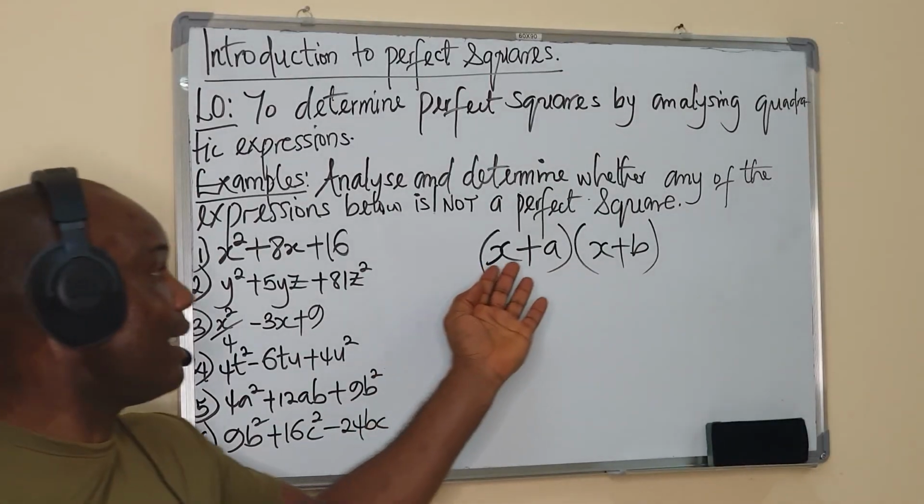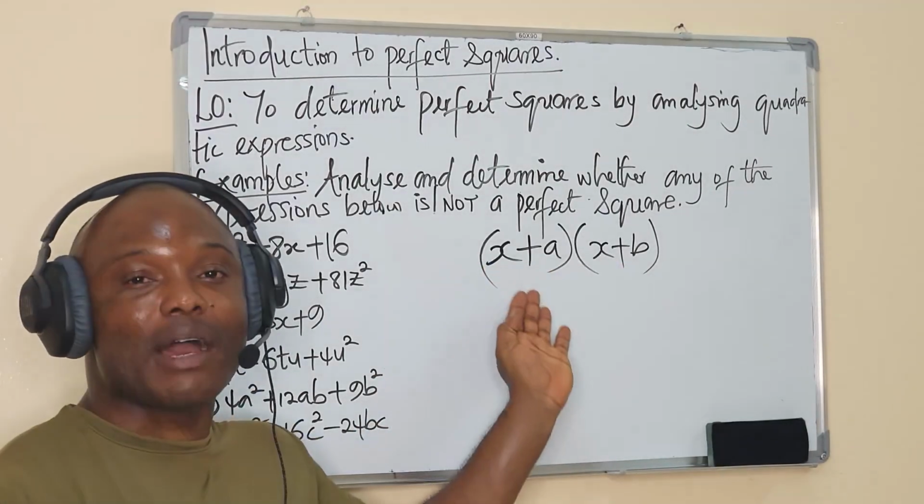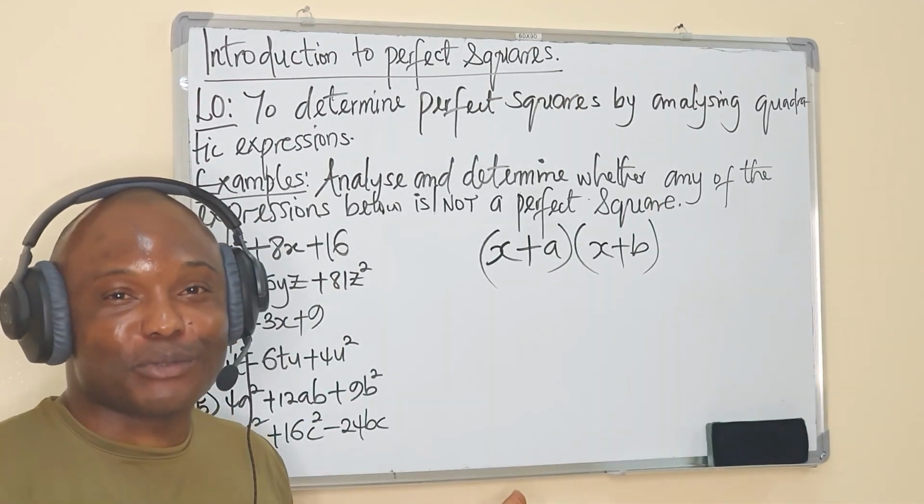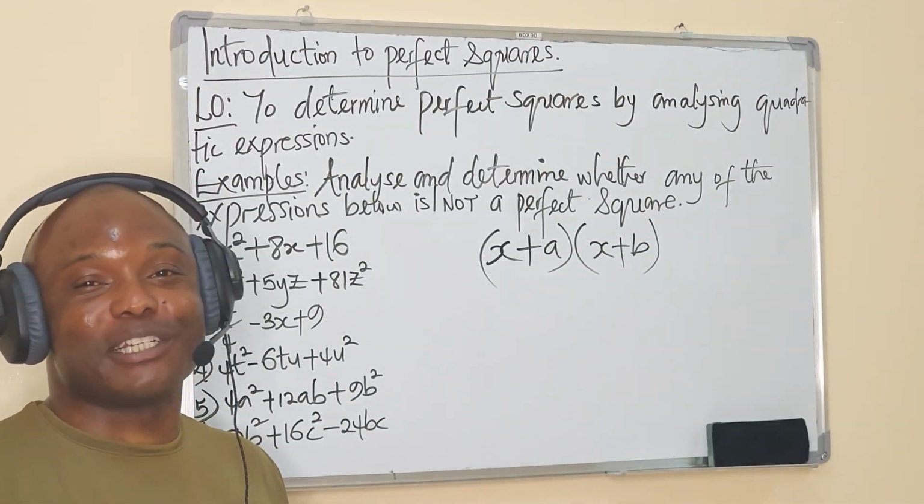Looking at this, you notice that what we have in both brackets are not the same. So we can easily say that this is not going to be a perfect square. In fact, it is not a perfect square expression.